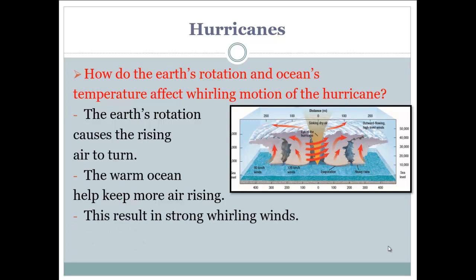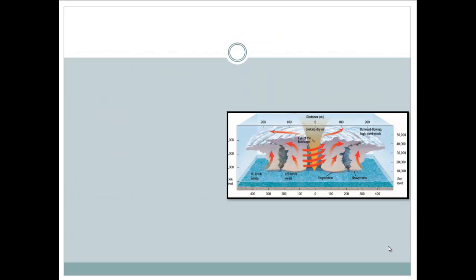So why are the winds whirling? Because the Earth's rotation causes the rising air to turn. That's why the wind is whirling, and the warm ocean helps keep more air rising. That's why there is lots of air that rises in strong whirling winds.